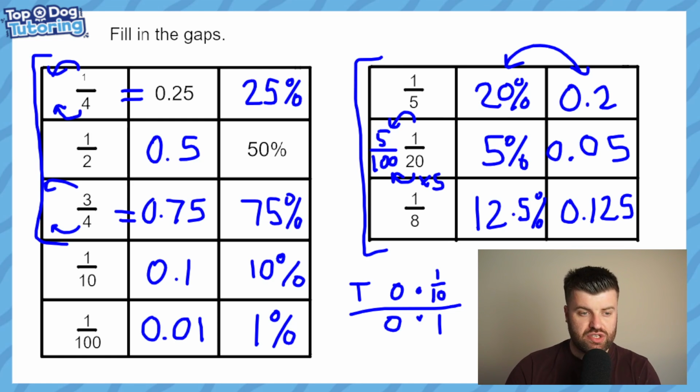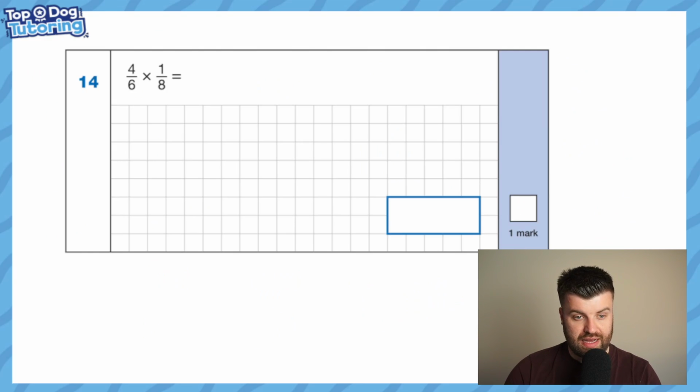Okay, so that's the first thing I wanted to say about decimal, percentage and fraction equivalents. Learn these facts. Take a screenshot right now and learn them, because I promise you it will come up in some form and it will help you.